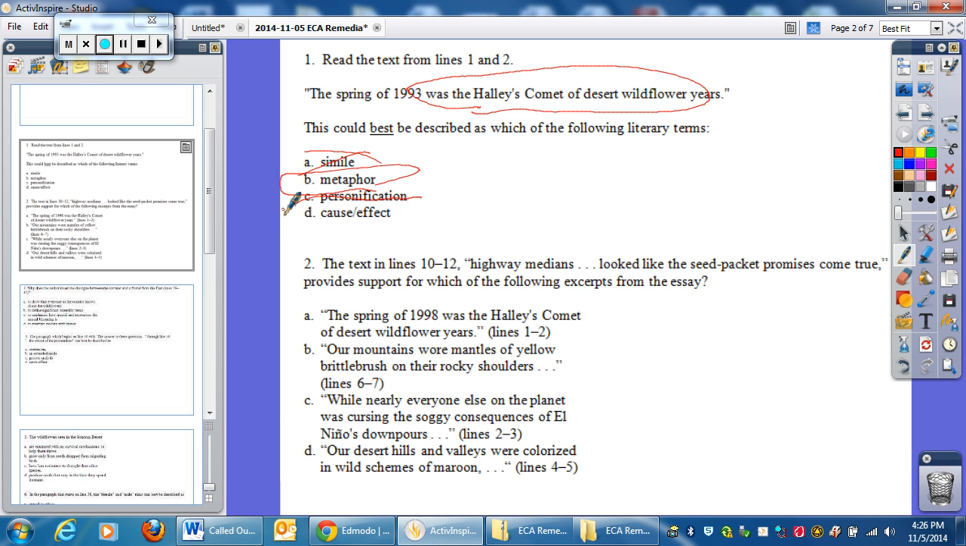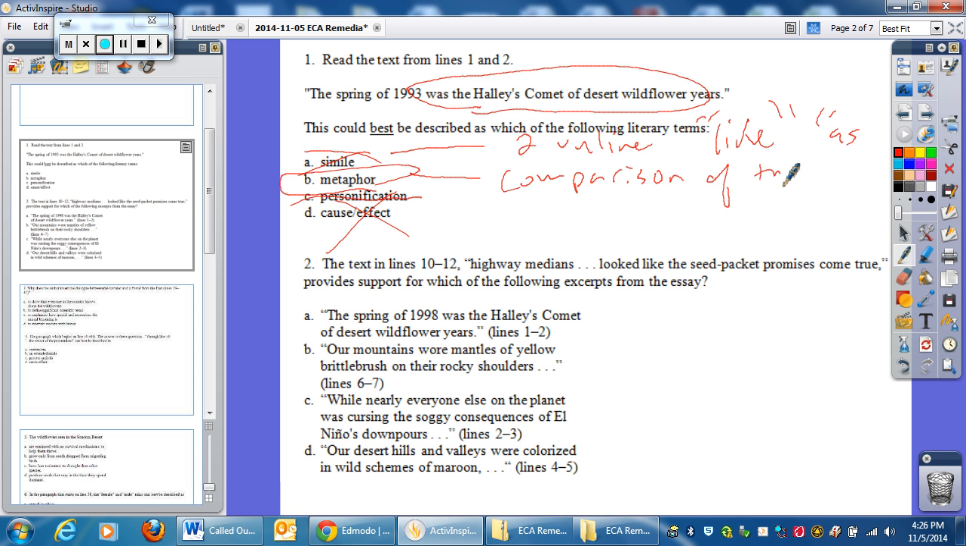And cause and effect, this doesn't make any sense to call it cause and effect. So here's a metaphor. But remember, a simile is a comparison of two unlike things using "like" or "as." This is just a comparison of two unlike things. So then I go to number 2. The text in lines 10 through 12, highway medians look like the seed packets, etc.